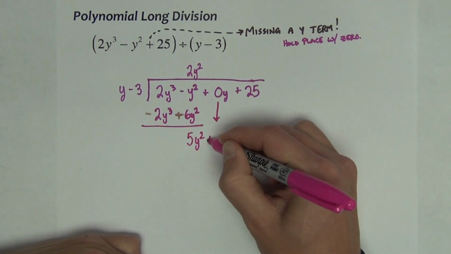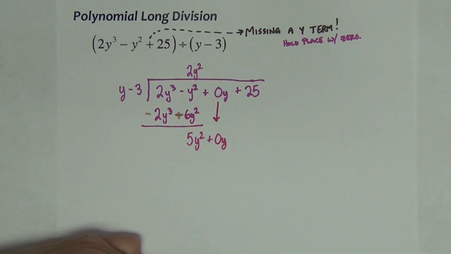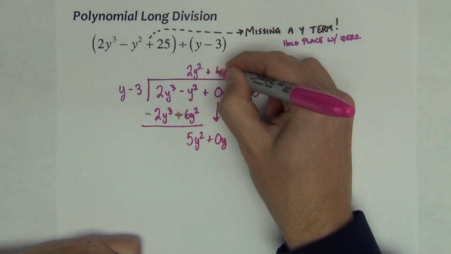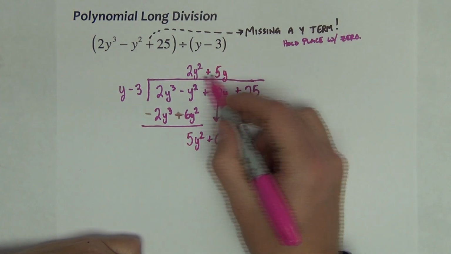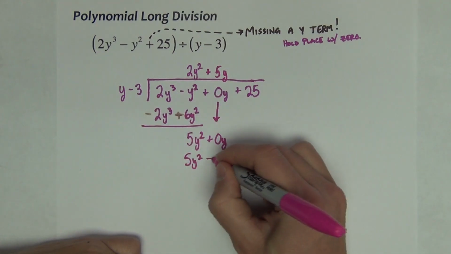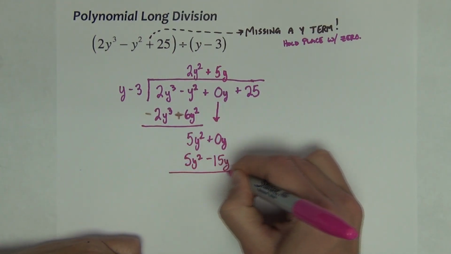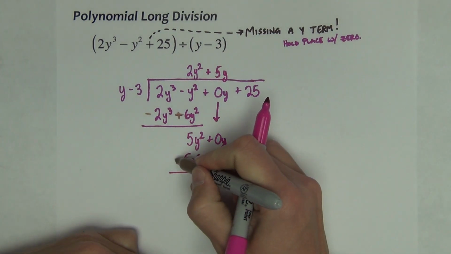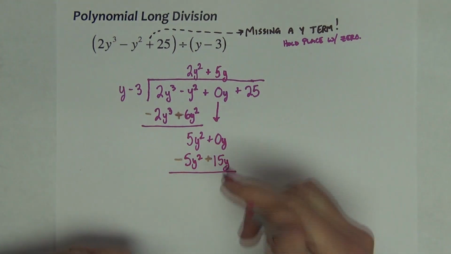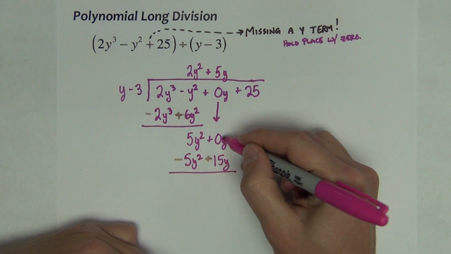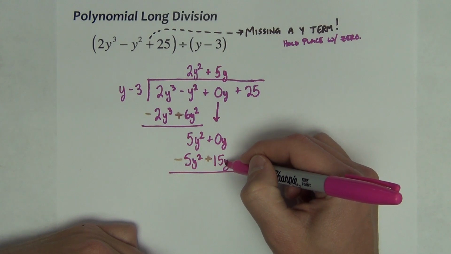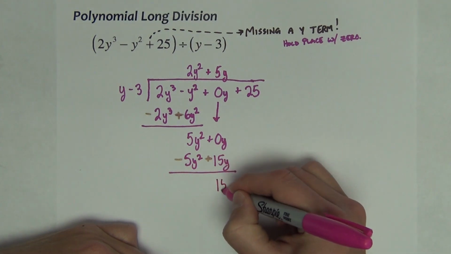I'm going to bring down the next term, which is a 0y. And now I go again. What do I multiply y by to make 5y squared? And the answer is 5y. 5y times y makes the 5y squared. 5y times negative 3 makes negative 15y. Again, I'm going to subtract this line. I'm going to subtract this number and subtract the negative, which changes it to positive. So the y squareds cancel, and you can see now why I wanted this 0y here, because I needed a like term for the 15y, which was going to be created. So I'm going to add that and get 15y.